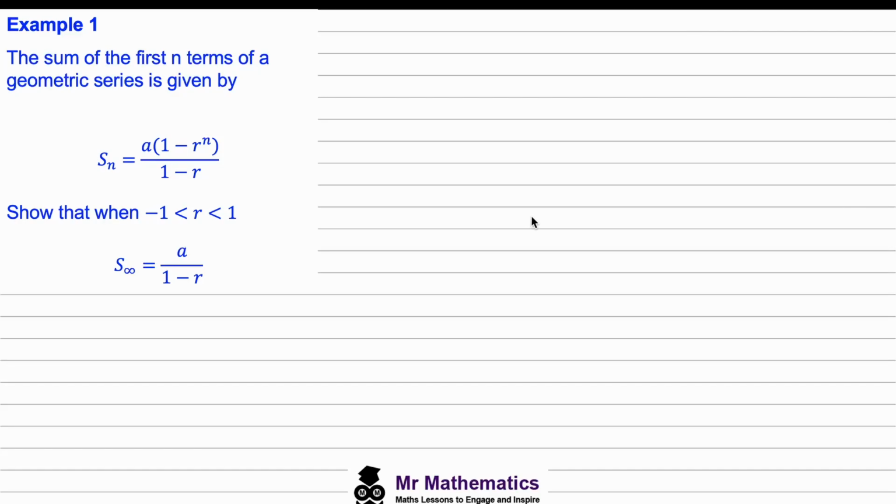Hey everybody, in this video we're going to look at the sum to infinity for a geometric series. Now for the sum of a series to converge, or come to a specific value, the ratio r must be less than 1 in magnitude, and here's why.